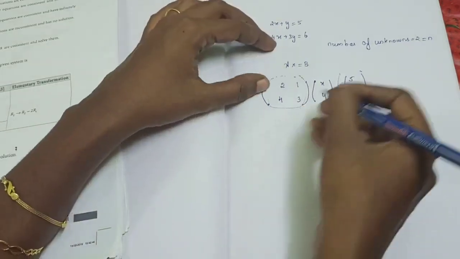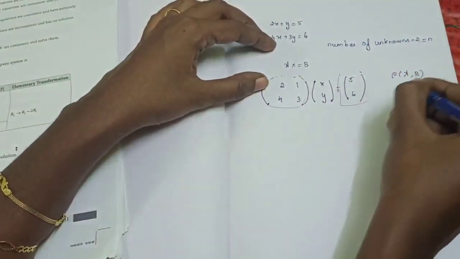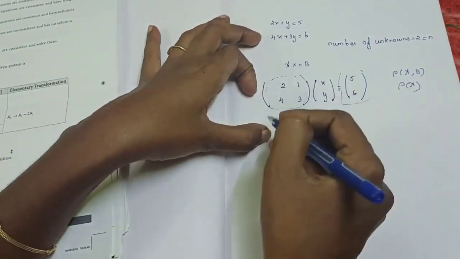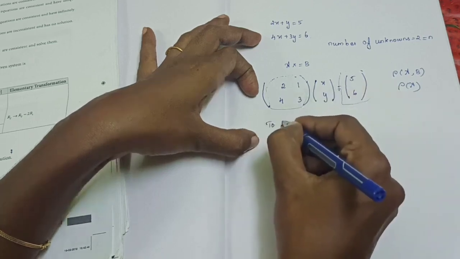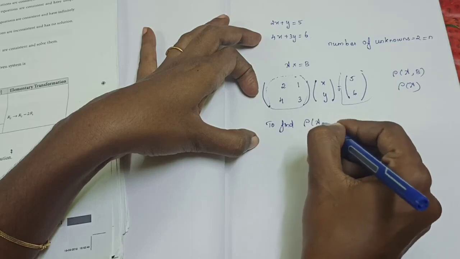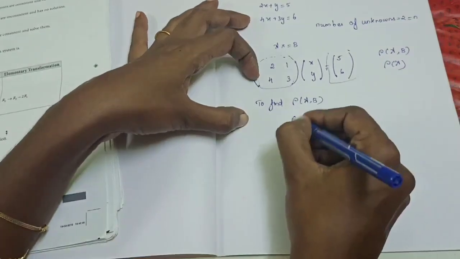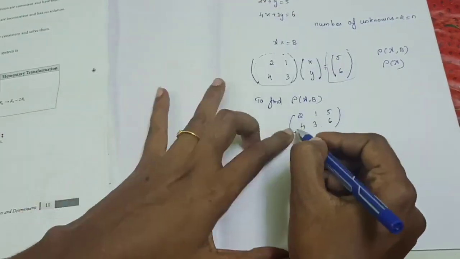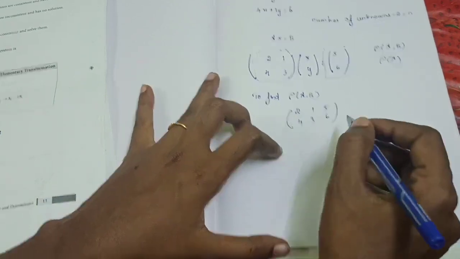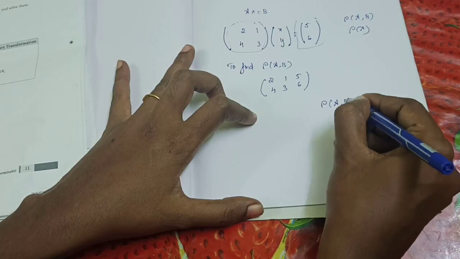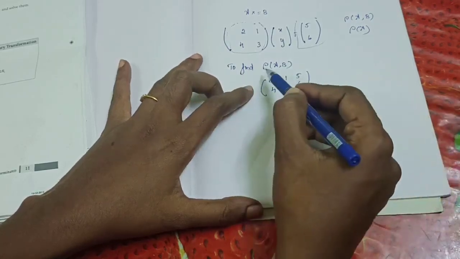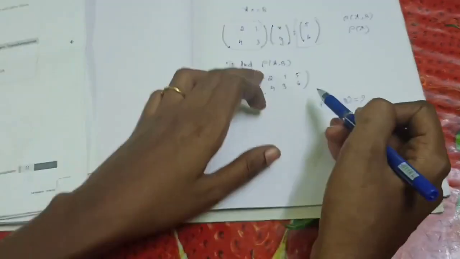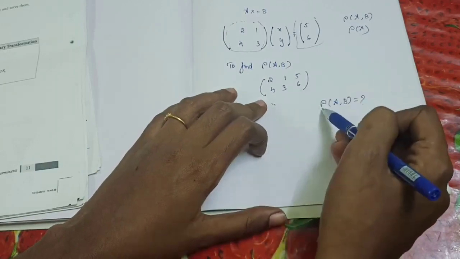When we are finding, we need to find the rank of A comma B as well as the rank of A. To find the rank of AB, you combine these: that is 2, 1, 4, 3, which is A, and B, which is 5 and 6. When you find the rank of this particular matrix, we get the value of rank of A comma B. I have combined the A matrix and B matrix.